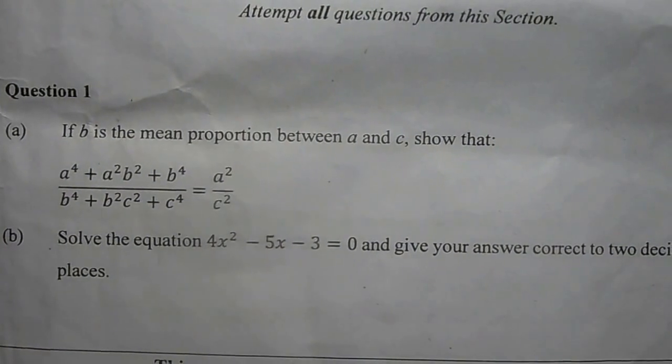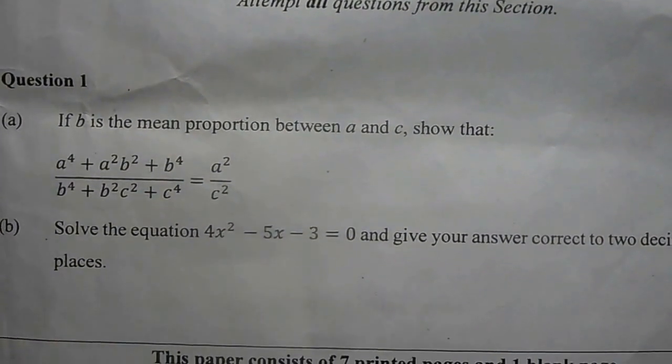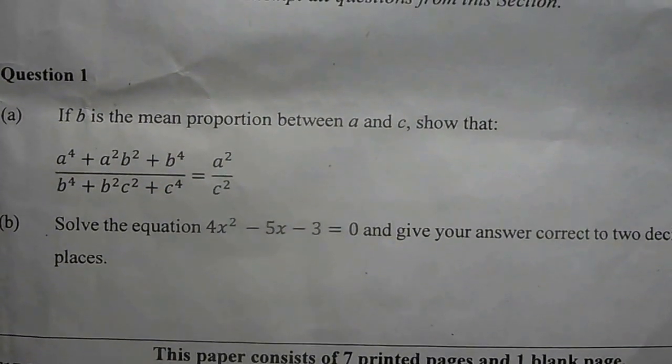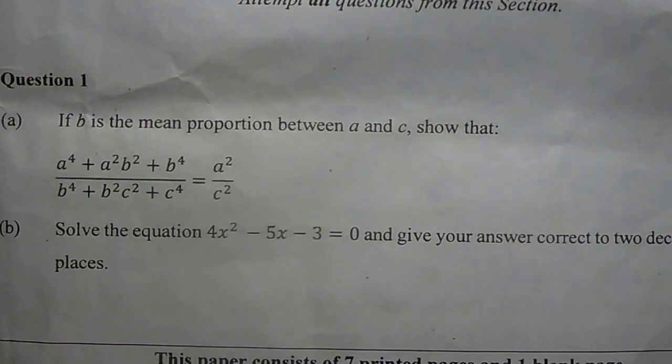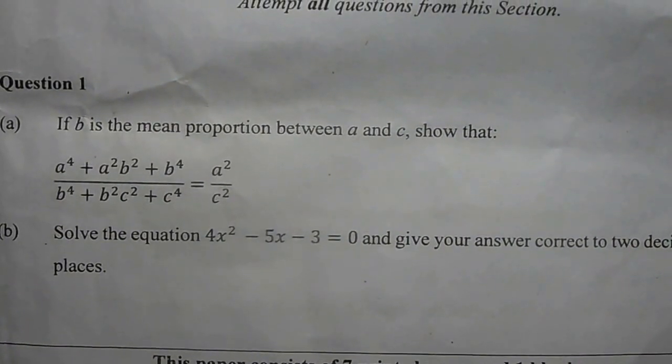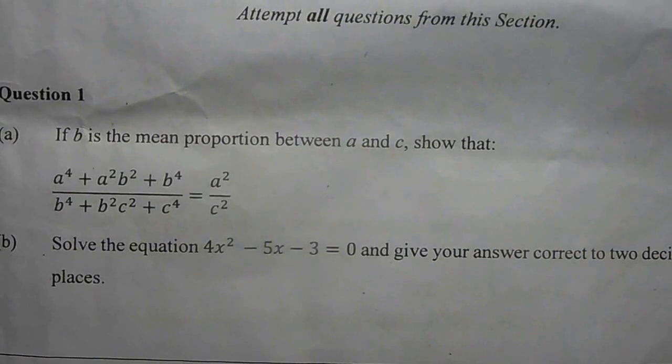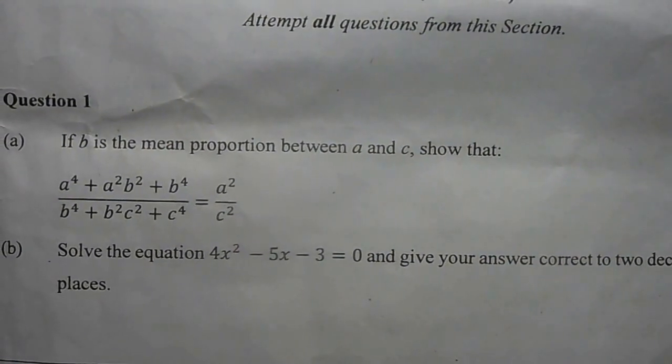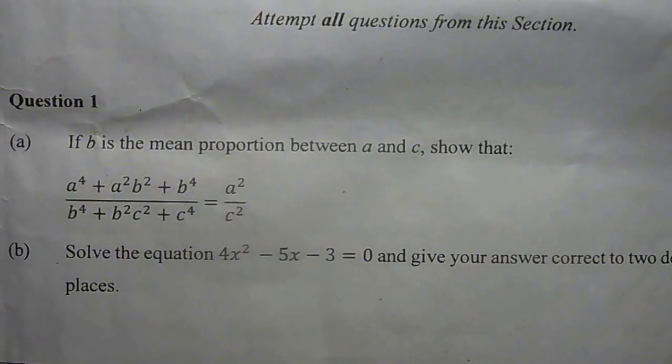Question number B. Solve the equation 4x square minus 5x minus 3 equals 0 and give your answer correct to 2 decimal places. Now this question can be easily solved with the help of Sridhar Acharya formula. This is a very easy question. ICSE is giving 4 marks for free.